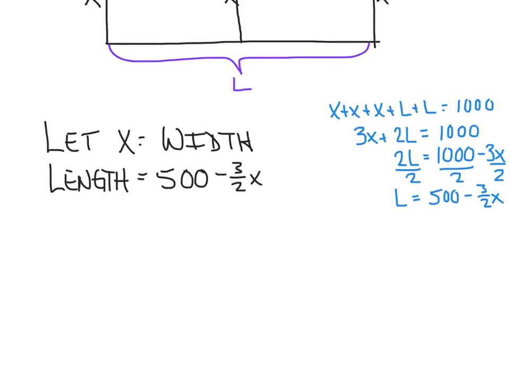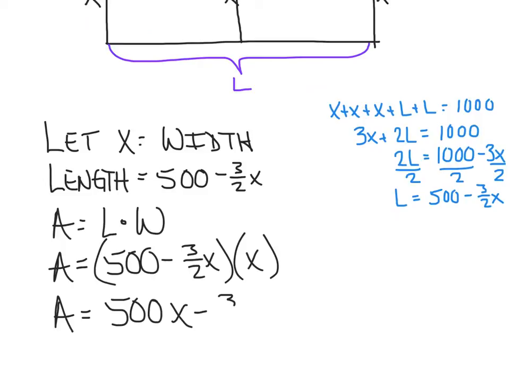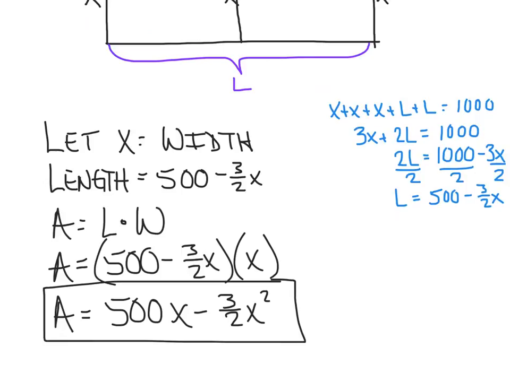The area, therefore, because we know that's length times width, the area has got to be 500 minus 3/2 x times x. We'll go ahead and distribute, and that's 500x minus 3/2 x squared. And again, what a beautiful function that is. That's the one we're going to go ahead and plug into our calculator now.